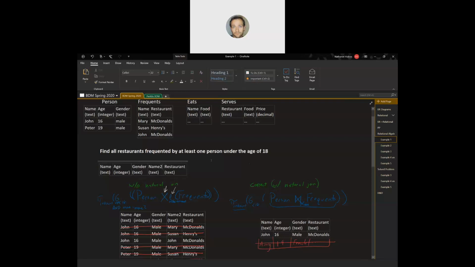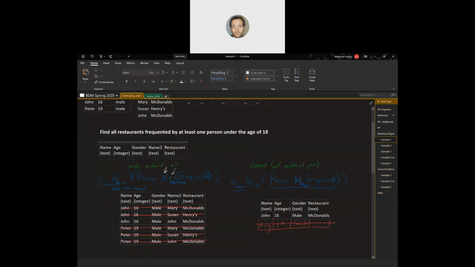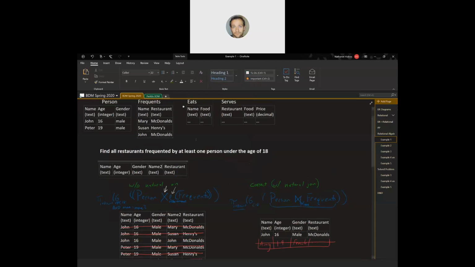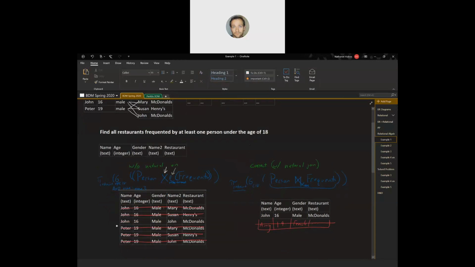Then we have a select. So this will create all possible different pairings here. So John with Mary, John with Susan, John with John, Peter with Mary, Peter with Susan, Peter with John, which is just this table here. So we'll have 6 entries altogether.